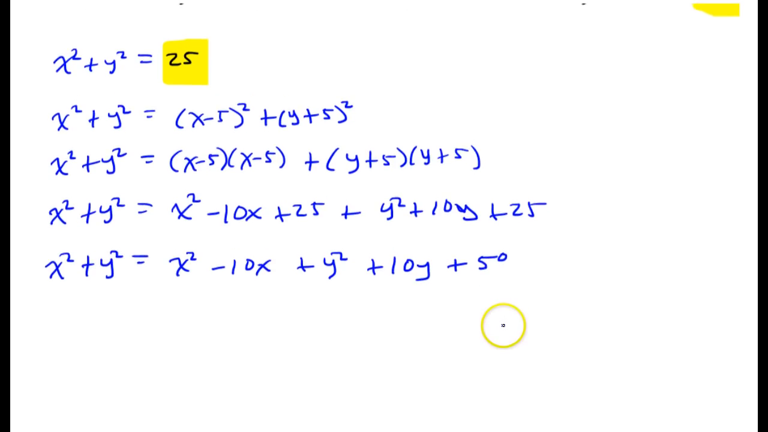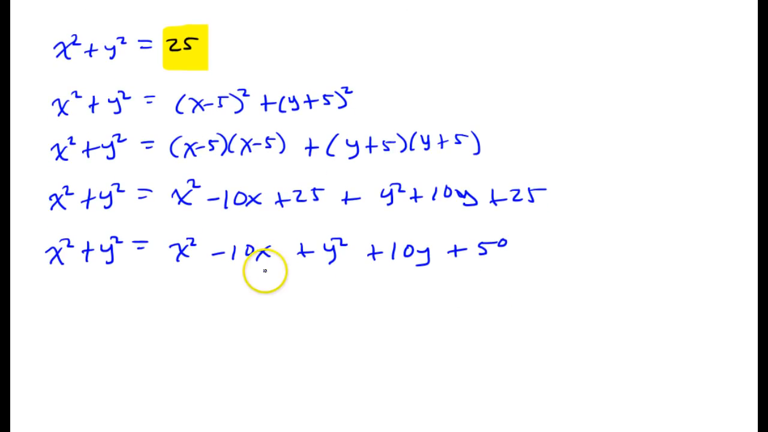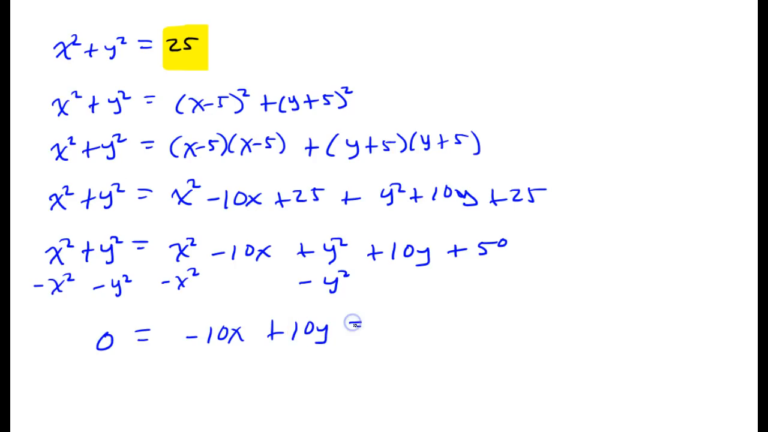So the thing I'm really excited about is we have x squared and we have y squared. So if I were to subtract x squared from both sides and subtract y squared from both sides, then all of those cancel out. So I have 0 is equal to negative 10x plus 10y plus 50.